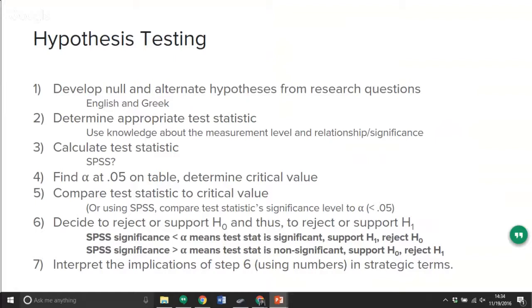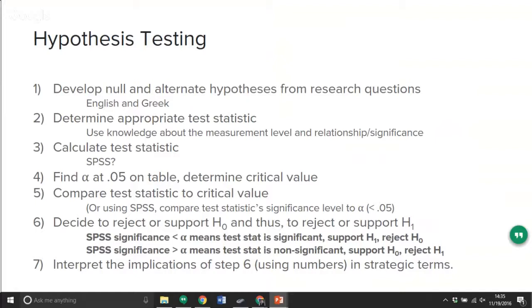Okay, so I have here on number 5, if we're using SPSS, we compare the test statistic's significance level to alpha. In number 6, we're deciding whether or not we are rejecting or supporting the null hypothesis and thus rejecting or supporting the alternate hypothesis. And this is critical because obviously we're hoping that we can see a supported alternate hypothesis.